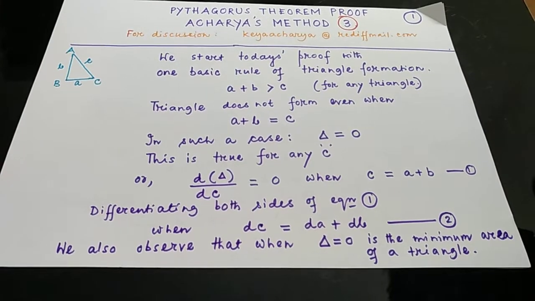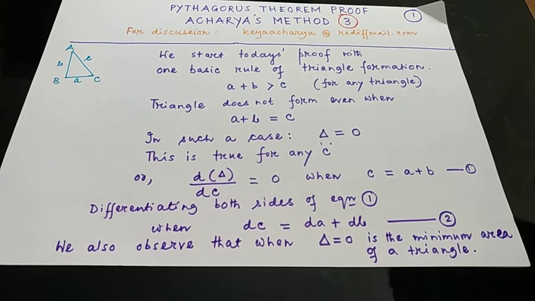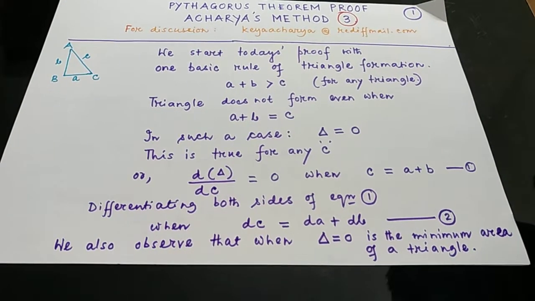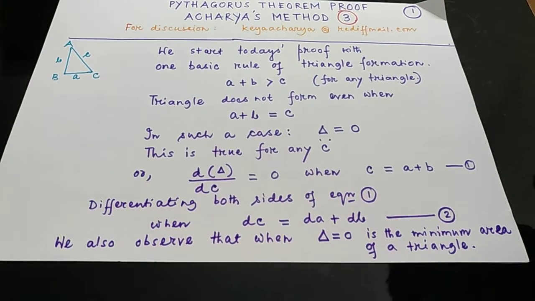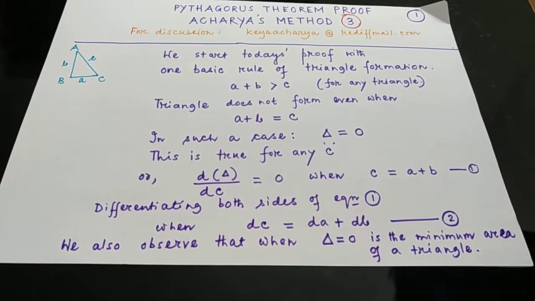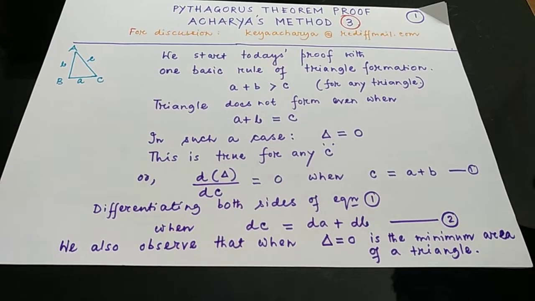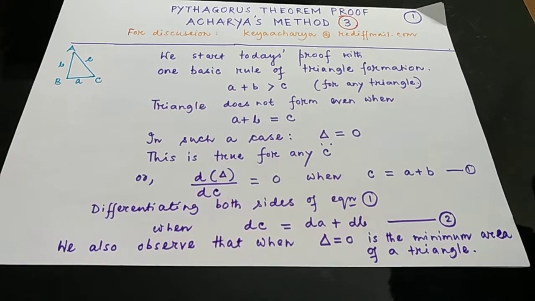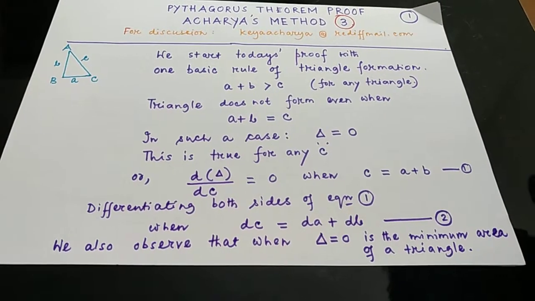And this is true for any c. So just imagine there is a line C which is the base of a triangle, and two other sides A and B are falling on the base C, and there is no triangle formed, and the area of such a triangle becomes 0.